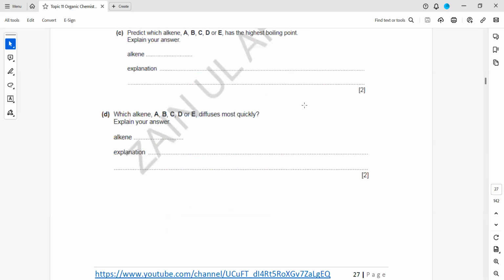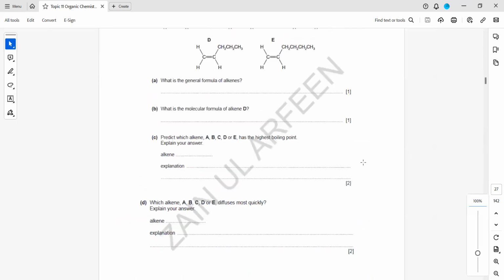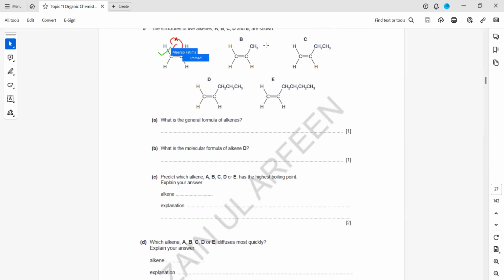Which alkane, A to E, is likely to diffuse most quickly? A. And why is A likely to diffuse most quickly? Because it has the lowest melting point and lowest relative molecular mass.